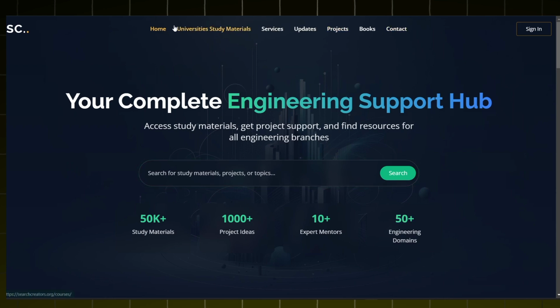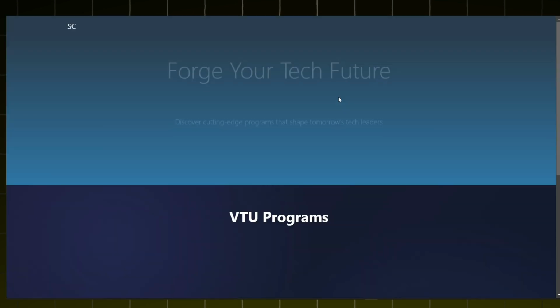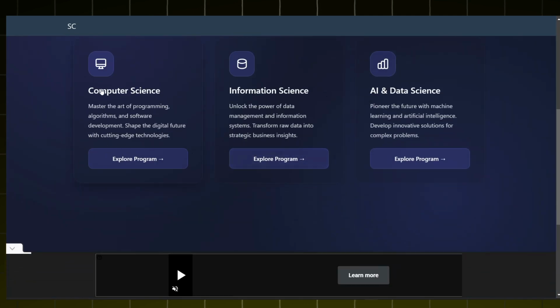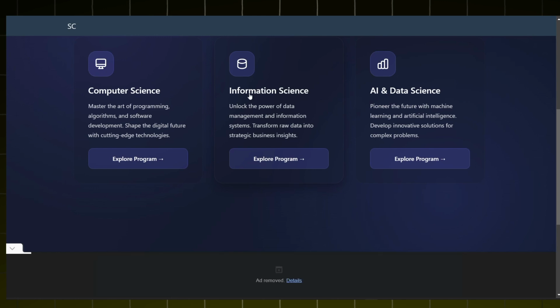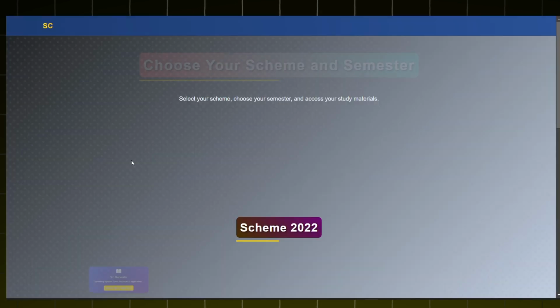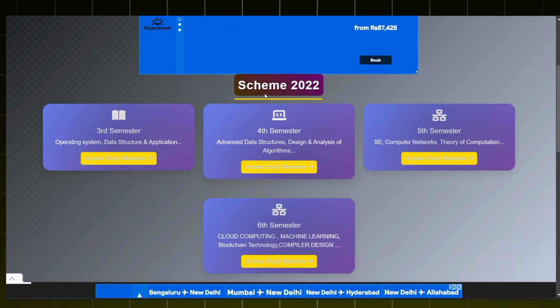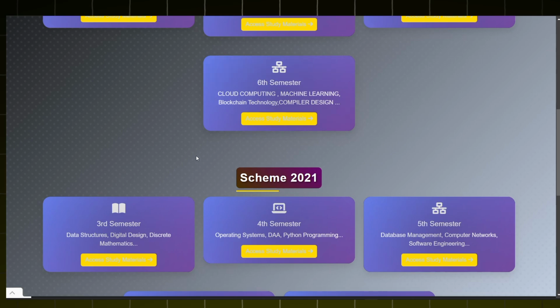In the navigation bar, select University Study Materials. There are three streams available: computer science, information science, and artificial intelligence and data science. For now, we will click on computer science. Now we will be able to access all the study materials of different subjects of different semesters.